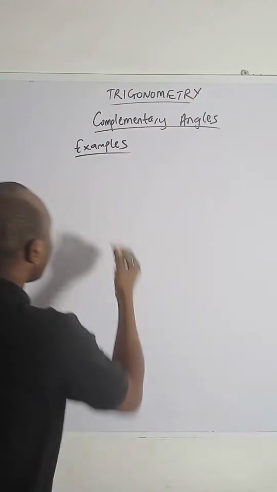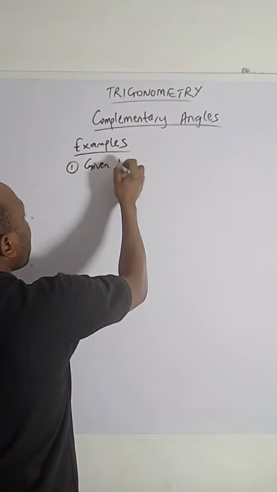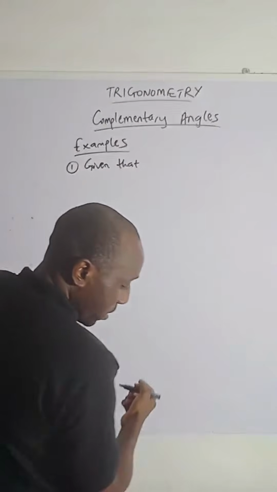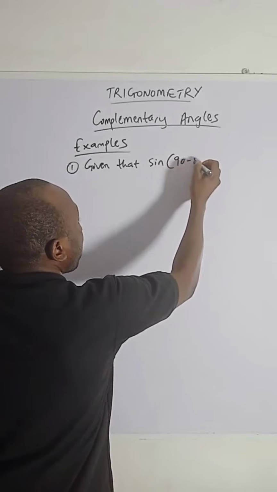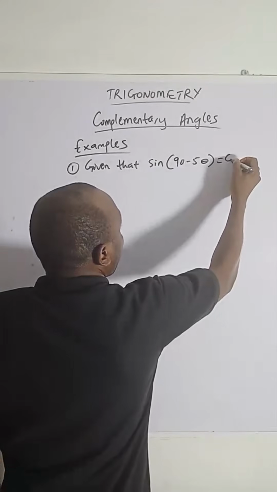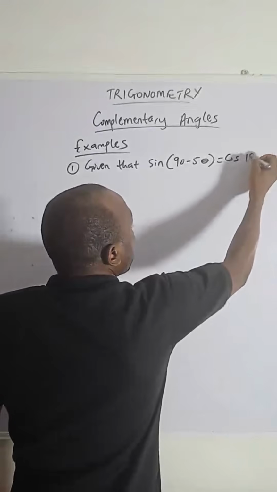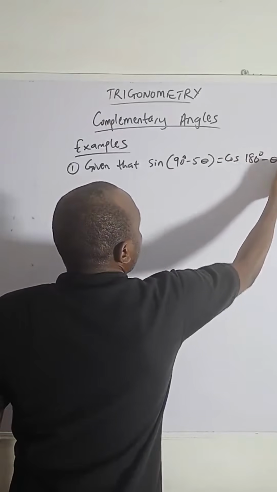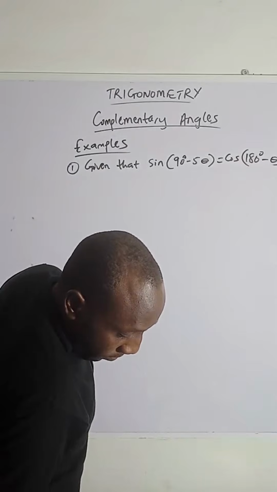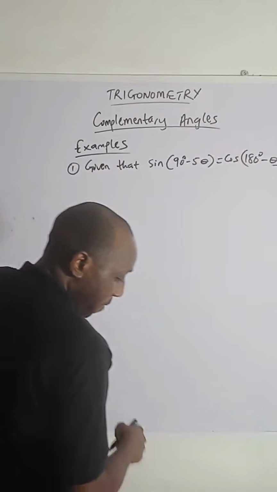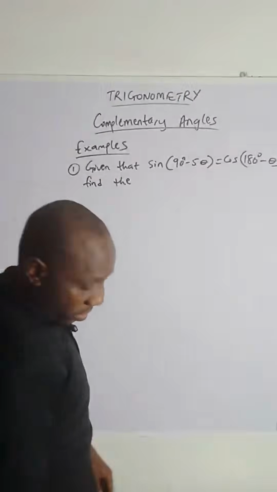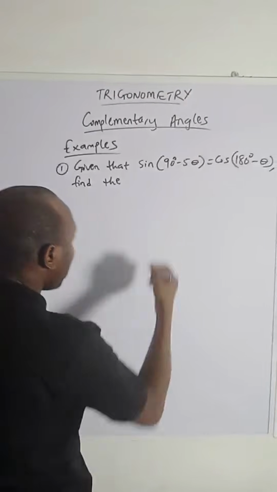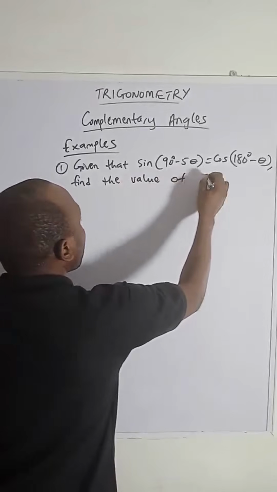Where's my first example here? So number 1, given that sine of (90 minus 5 theta) is equal to cos of (180 degrees minus theta). Hope that is showing. Find the value of theta.